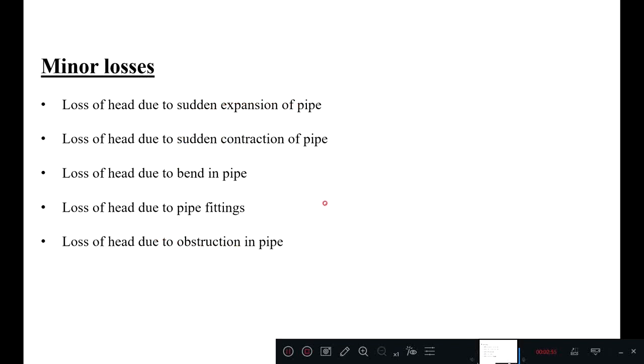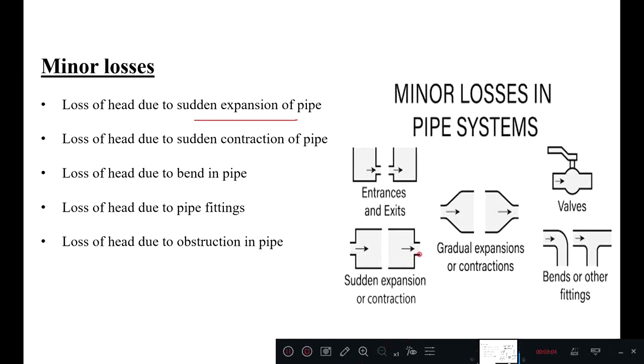And today we are going to discuss some of the minor losses. They are loss of head due to sudden expansion, loss of head due to sudden contraction, then loss of head due to bend in the pipes, loss of head due to pipe fittings, and also loss of head due to an obstruction in a pipe. So what equations can be used for calculation of these losses, we'll see in today's session.